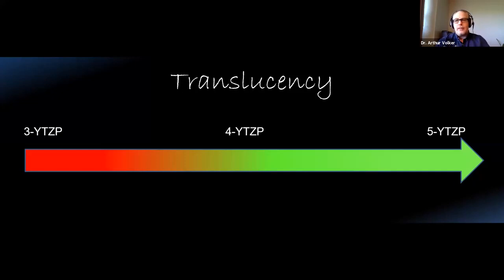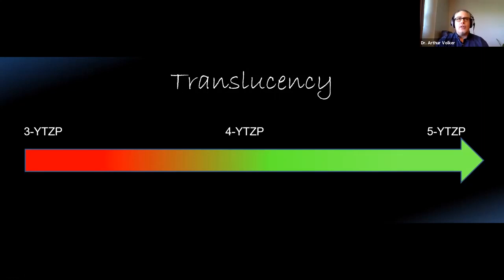The more yttria, the more translucent. So as we progress from left to right on the screen, that's actually going from less translucent to more translucent, though not very translucent yet, but it is getting better and better. So there's a 3YTZP to a 4YTZP, and then finally to the 5 form. And the 5 form is sometimes what you'll want at the incisal edge. So some of these pucks will actually have a combination.